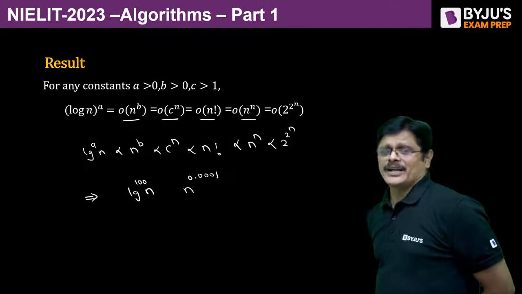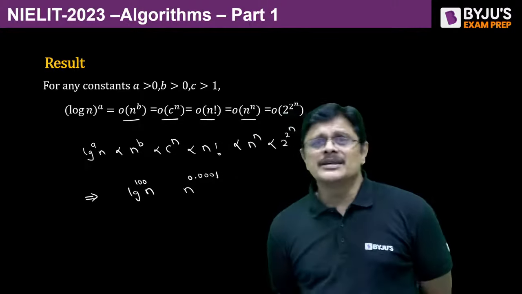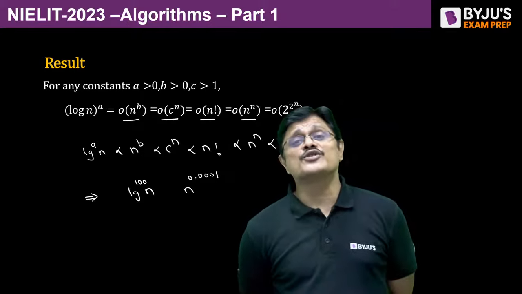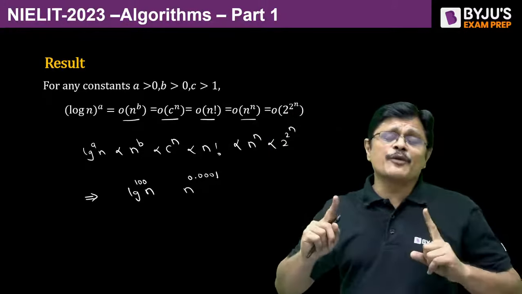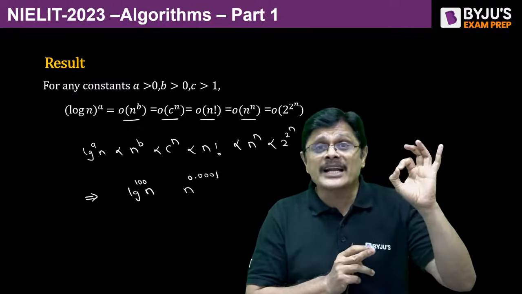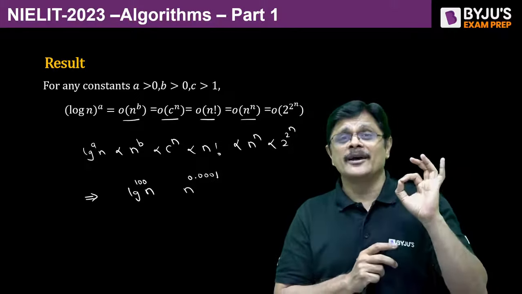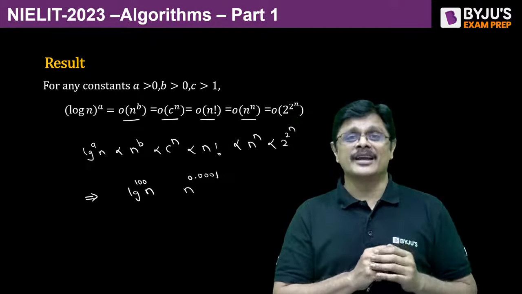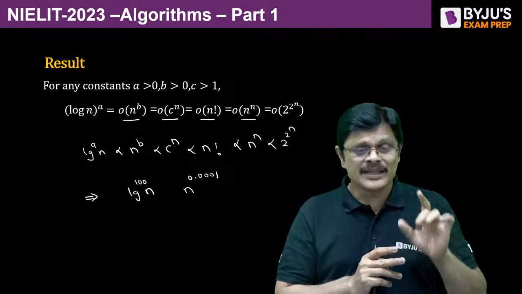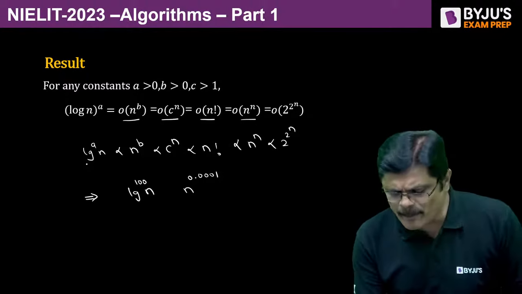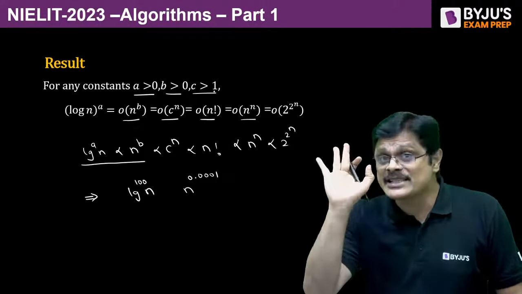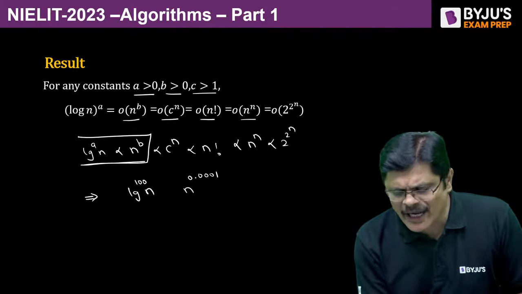Asymptotically, maybe for smaller values of n, the left side function may be larger. But for large values of n, here we are interested in comparison of the functions asymptotically. Asymptotic means long run behavior, limiting behavior. For large n, what is the scenario? That is what you want to understand. So you can simply observe here: a positive, b positive, c greater than 1. This you should remember. Then this result is always satisfied.